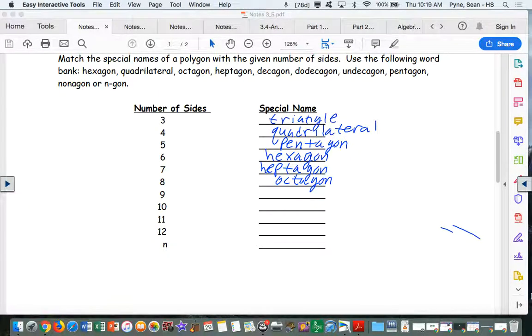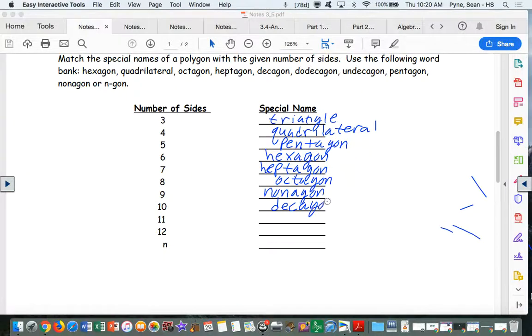Who knows nine? It begins with an N. It's a nonagon. Anyway, ten. It's a decagon. There we go.